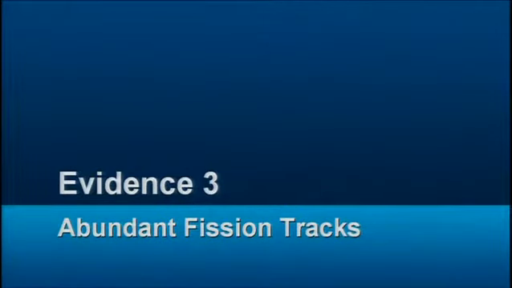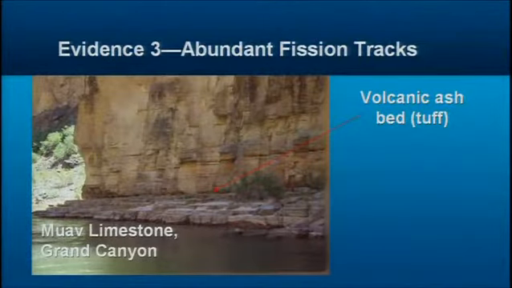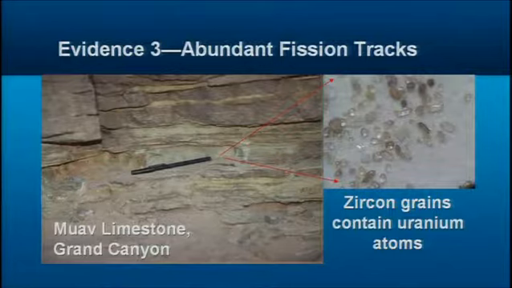Evidence number 3, abundant fission tracks. Now, what on earth are these? Well, let me explain. Again, let's go to the bottom of the Grand Canyon, and one of the limestones down the bottom of the Grand Canyon, inside it, there's a little volcanic ash bed from a volcanic eruption. And inside this volcanic ash bed, which as you can see there where the pen is for scale, it's only about 2 to 3 inches thick. This volcanic ash bed contains zircon crystals, these zirconium silicate crystals that contain uranium atoms.